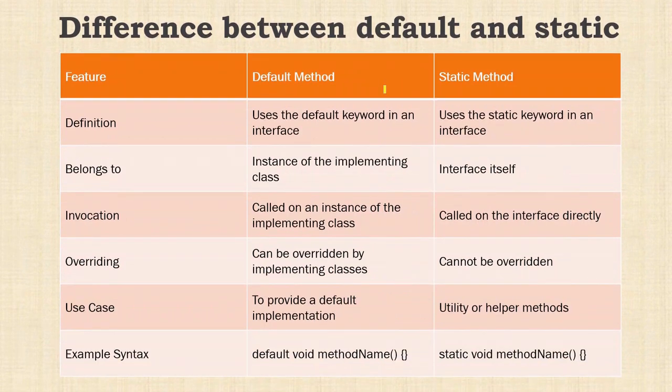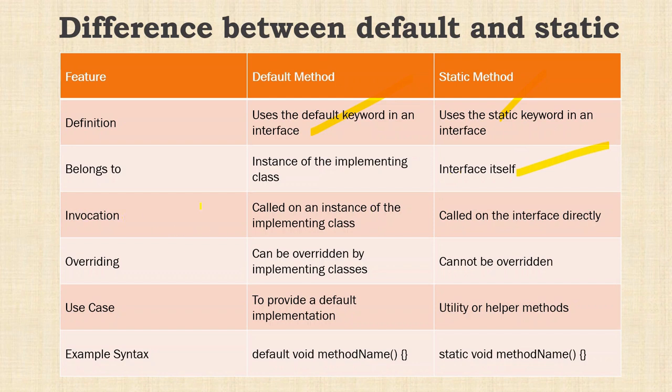So quickly we'll try to understand the default method and static method definitions. For a default method, we use the default keyword in an interface, and for a static method we have to use the static keyword. A default method belongs to an instance of the implementing class, so you have to create an instance of your implementing class. A static method belongs to the interface itself, so there is no need to create any object, you can directly call it.